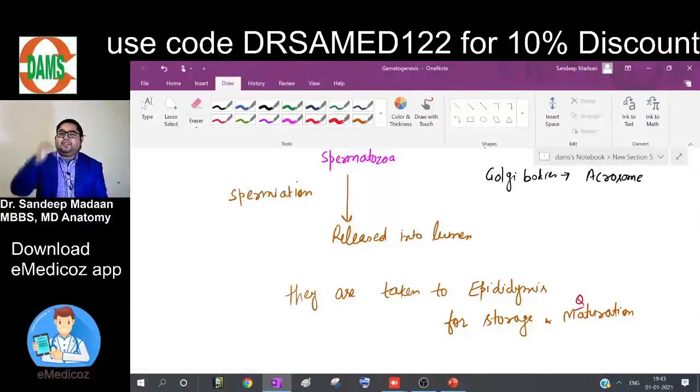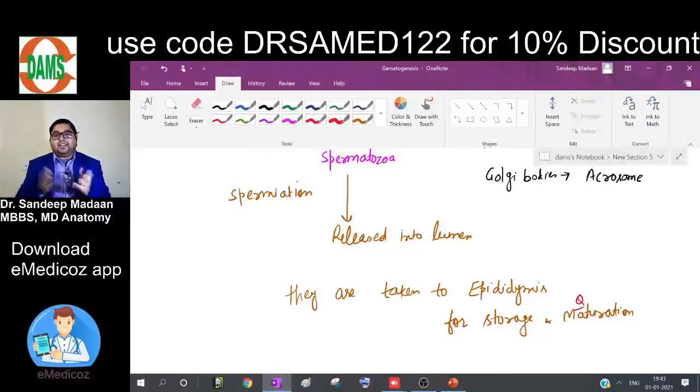But are they mature enough to carry out fertilization? No, they are not mature enough to carry out fertilization. That means they lack the last step of maturity, the last step that will give them the capacity to fertilize. What should be the name of the step? Very good. Capacitation. Capacitation is the final step of maturity of the spermatozoa, which gives them the capacity to fertilize.